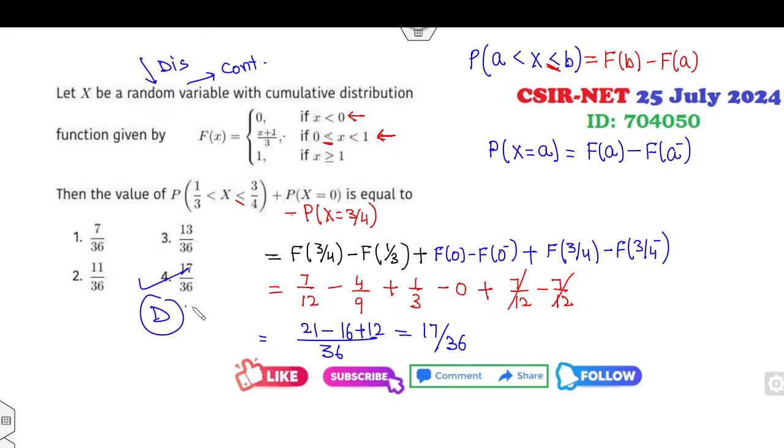And you can see that it's a very simple way you can solve this problem in very little time.